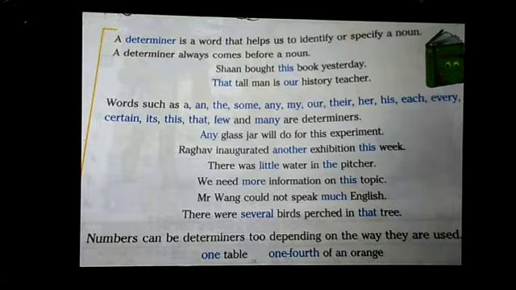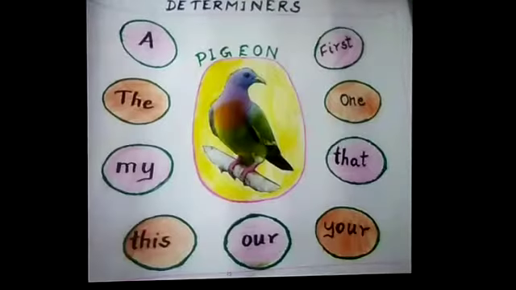Numbers can be determiners too, depending on the way they are used. Example, one table or one-fourth of an orange. Just see the chart. Determiners using this pigeon: a pigeon, the pigeon, my pigeon, this pigeon, our pigeon, your pigeon, that pigeon, one pigeon, first pigeon. So, we use all these words as determiners to denote the single pigeon.